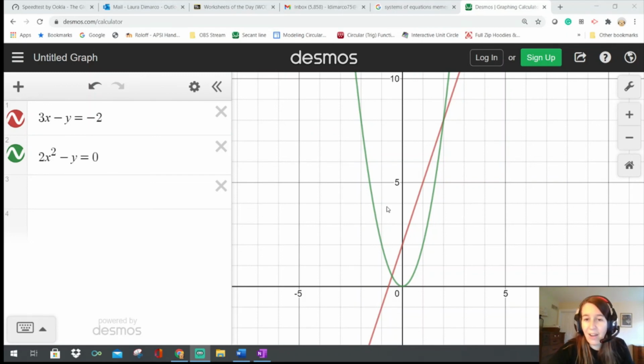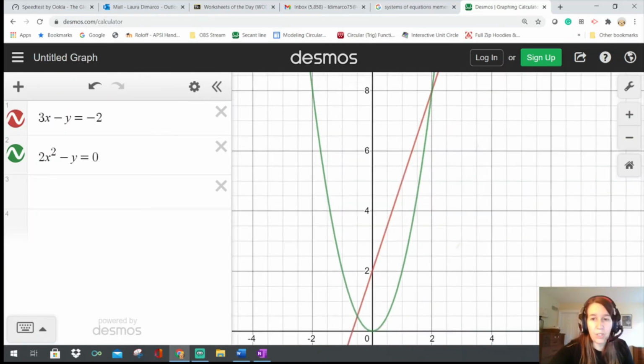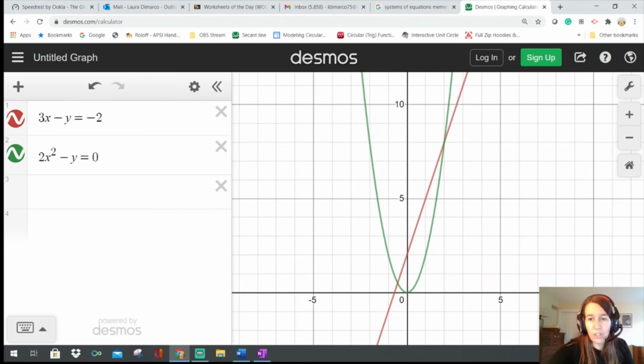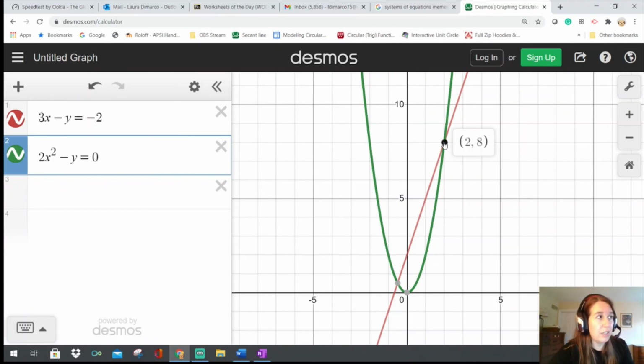Now I got this lovely graph that I can, whoops, I'm touching the graph. I can zoom in and zoom out on. Another cool feature, if you put your cursor near an intersection, it will tell you what that intersection is. And if you click on it, it'll keep a little label there. So remember, one of our answers was 2 comma 8. That's one of them. And the other answer was negative 1/2, positive 1/2. So there we are.